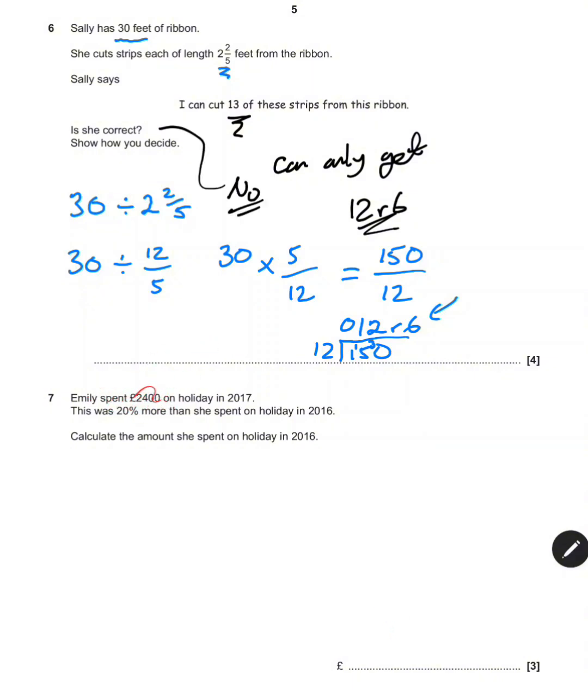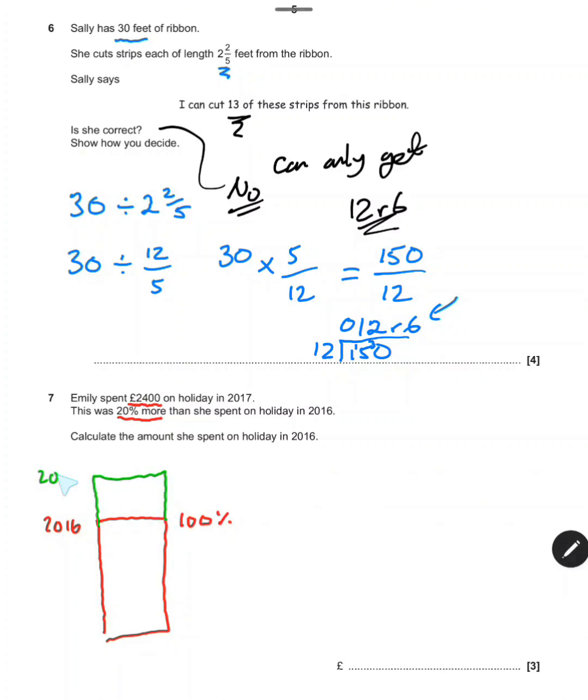Question 7. We've got my mate Emily spending £2,400 on holiday. And this is 20% more than she spent last year. And we want to know how much she spent last year. So it's a typical reverse percentage question. What we want to know is what she spent in 2016, which we're going to call 100%. In 2017, we know what she spent. It was 20% more than this. So she spent 120%, 20% more than what she spent in 2016.